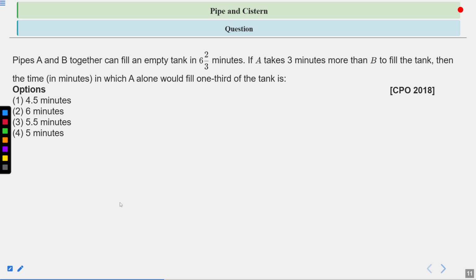Pipes A and B together can fill an empty tank in 6 and 2 by 3 minutes. If A takes 3 minutes more than B to fill the tank, then find the time in minutes in which A alone would fill 1/3 of the tank. This question was asked in the CPO 2018 exam. There are 4 options. First is 4.5 minutes, second is 6 minutes, third is 5.5 minutes, and fourth is 5 minutes. Now you have 10 seconds to analyze the question. Your time starts now.